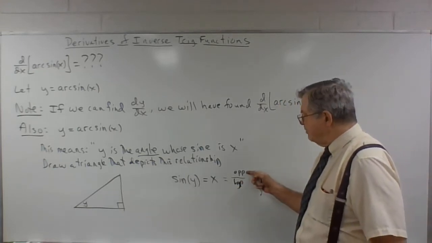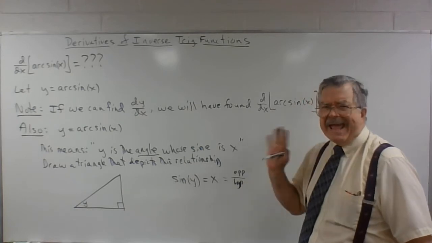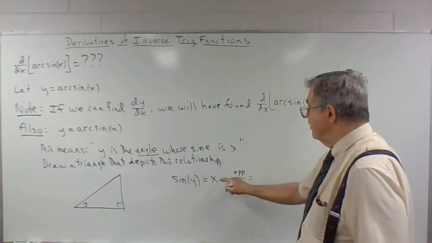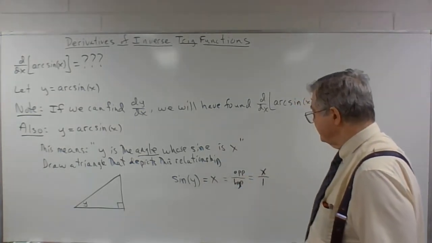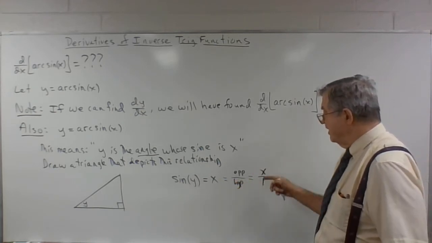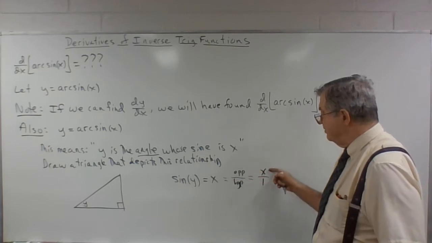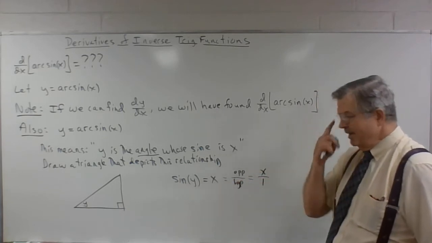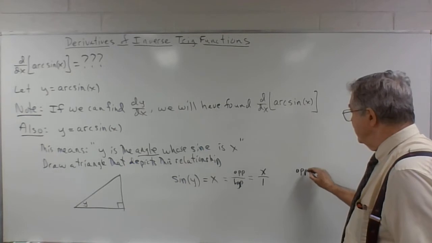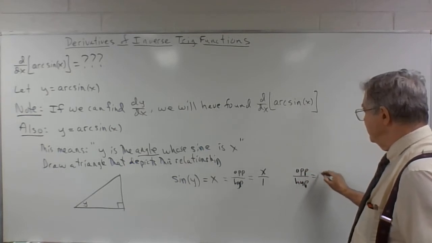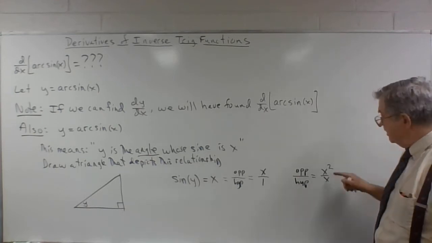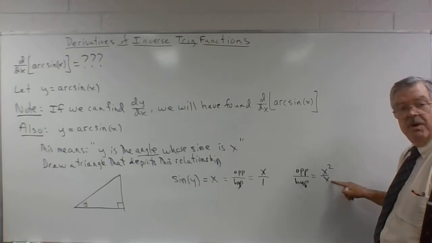So I can make the opposite and the hypotenuse anything that I want, just as long as they are in the ratio of X to 1. See, opposite over hypotenuse, X over 1, that's X. Now, could I have done this? Could I have said opposite over hypotenuse is X squared over X? Yeah, because they're still in the ratio of X to 1.